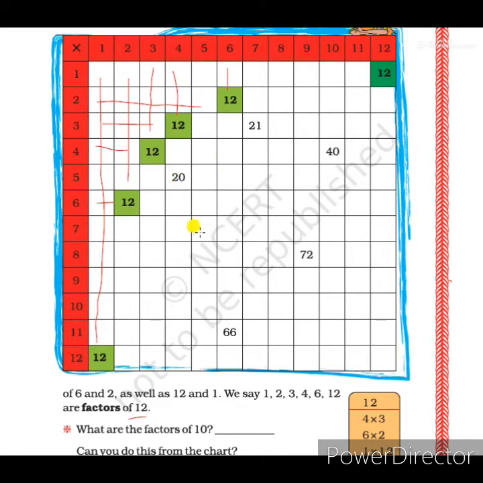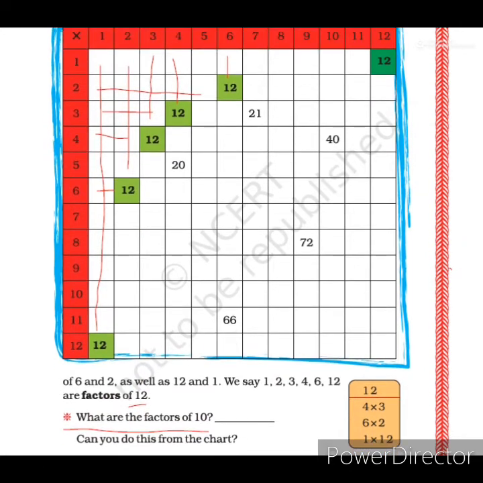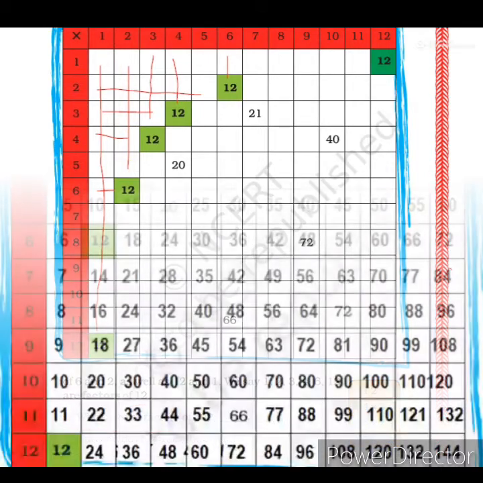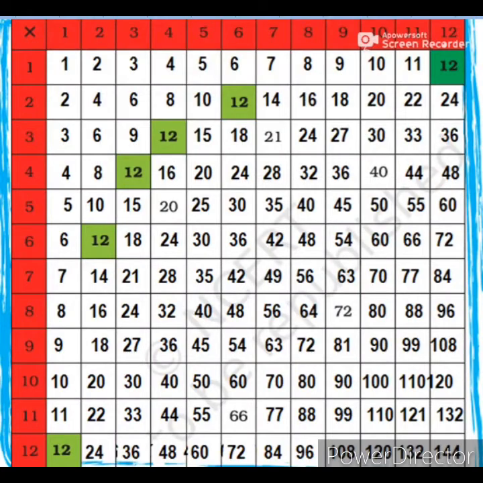Now here we have been asked what the factors of 10 are. First of all, before finding the factors, we have to complete this chart. How we can complete this, I will show you. See, this is our completed chart. I have completed all the boxes using the tables of 1, 2, 3, all the way up to 12, the multiples of all the numbers.